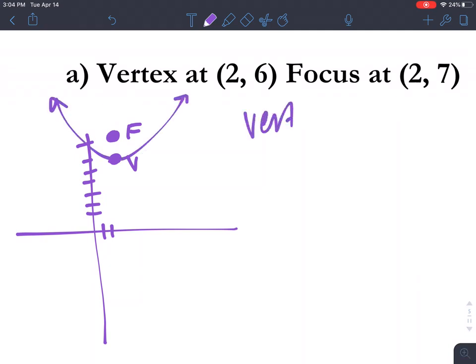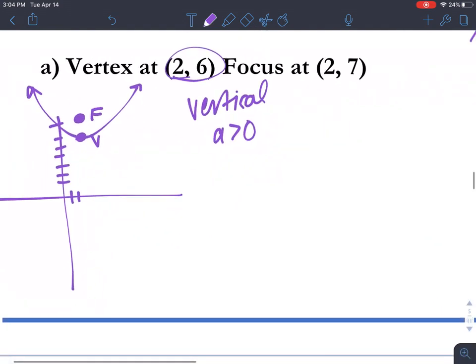So we know it's vertical. We know a is positive. What else do I know? I know the vertex is (2, 6). So I could even write this: y equals a times (x minus 2) squared plus 6.